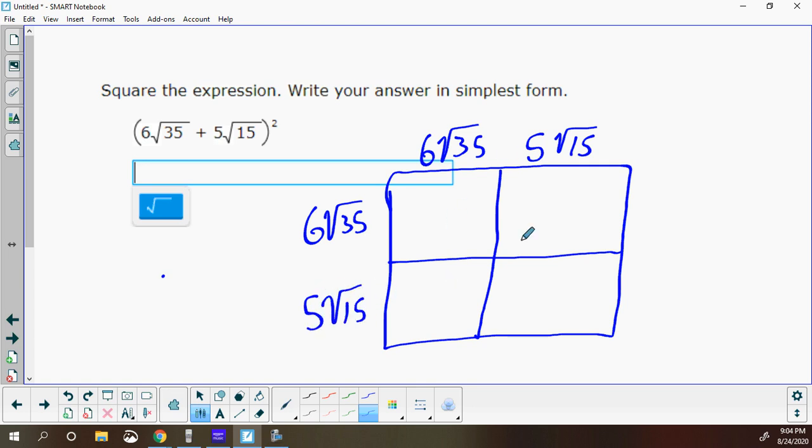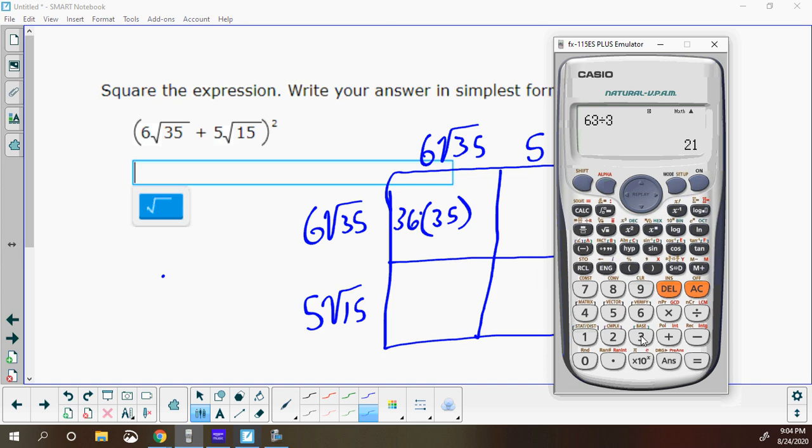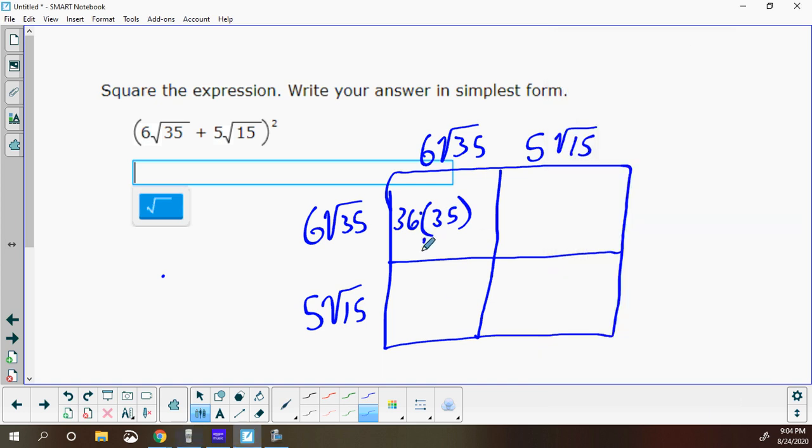Again, we're going to go over this cross multiplying. This is when you get on up the list for these squaring, multiplying ones. 6 times 6 is 36. Root 35 times root 35 is just going to be 35. So I'm going to be multiplying by 35. Okay, I'll get the calculator for this. 36 times 35, you get 1260.